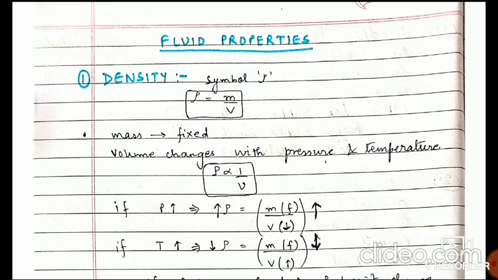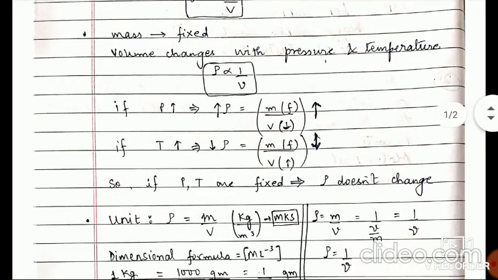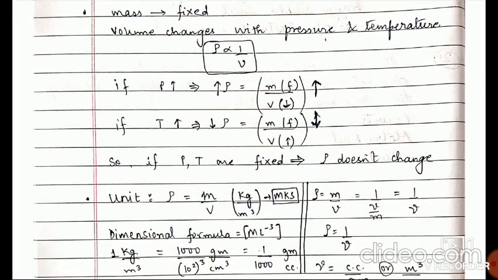We know that mass is fixed at every given condition, but volume changes with respect to temperature and pressure, and the density is inversely proportional to volume. So, if pressure and temperature are varying, for example, pressure increases, then its volume decreases, thus raising the density of the fluid. But if the temperature increases, the volume also increases and the density decreases. So, if pressure and temperature are fixed, the density does not change.